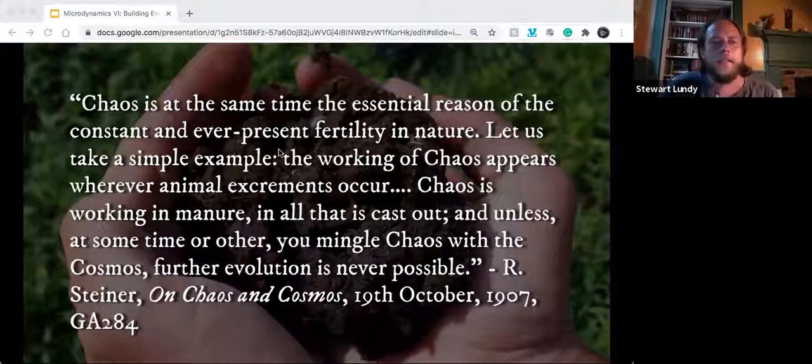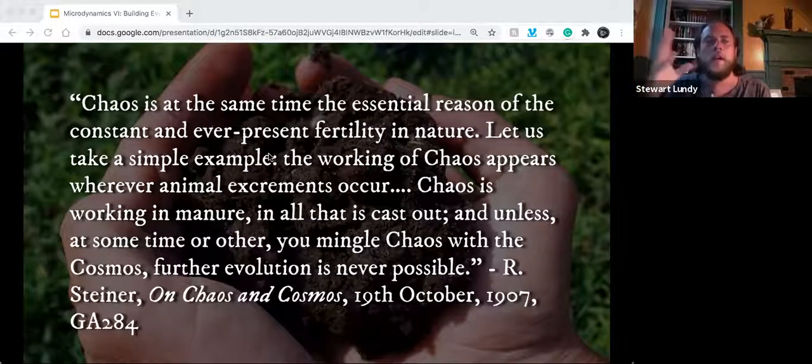Chaos is at the same time the essential reason of the constant and ever-present fertility in nature. Let us take the simple example. The working of chaos appears wherever animal excrements occur. Chaos is working in manure and all that is cast out. And unless, at some time or other, you mingle chaos with cosmos, further evolution is never possible.